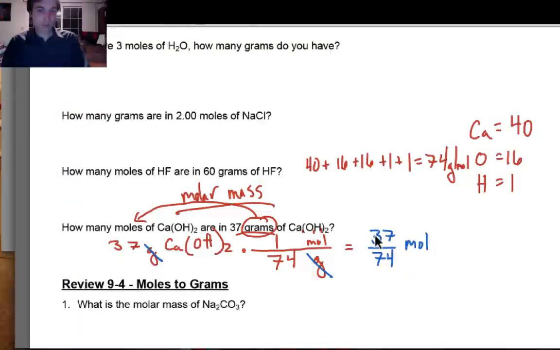If you sit here and stare at it long enough, what I'm hoping you see is that 37 goes into 74 twice, which means we can reduce this. So we can cancel out the 37, turn that into a 1, cancel out the 74, turn that into a 2. You're left with 1 over 2, which is the same thing as 0.5 moles. Don't forget your substance. The substance is calcium hydroxide, Ca(OH)2.